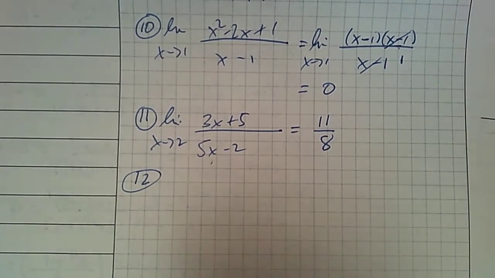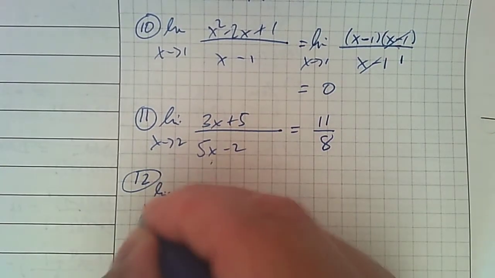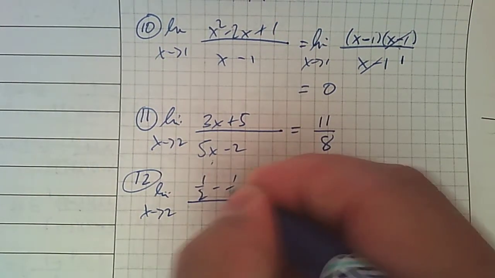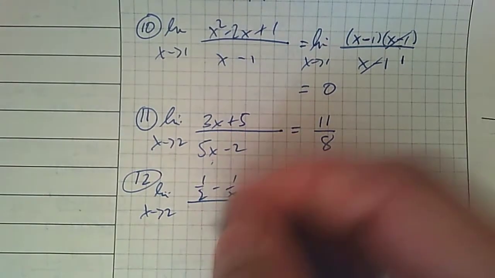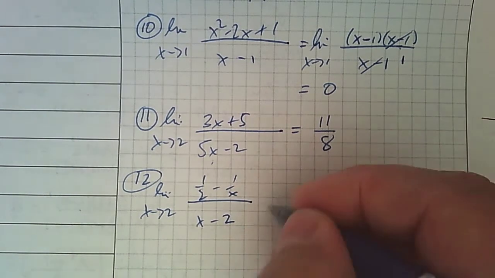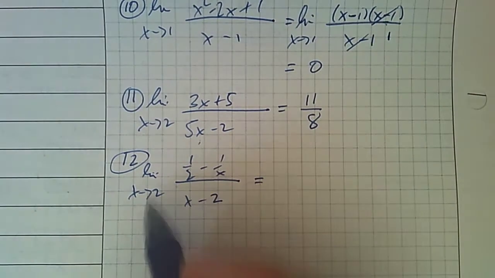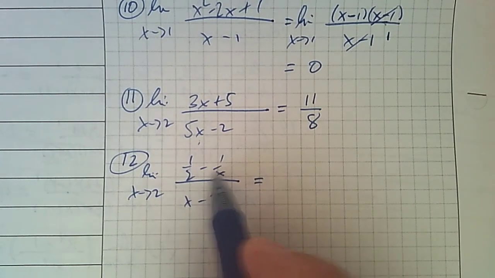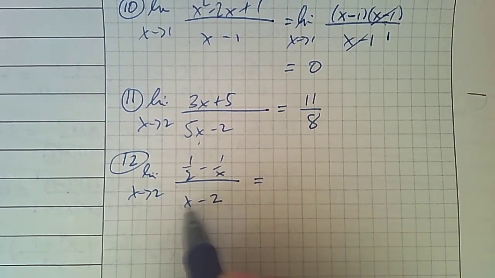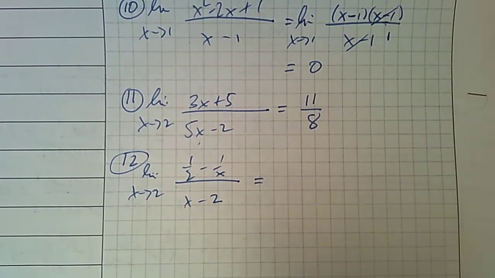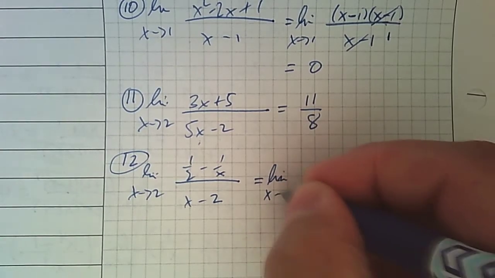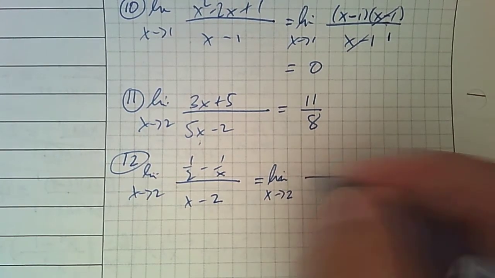Number 12, the limit as x approaches 2 of 1/2 take away 1 over x, and then x subtract 2. So when I look here, I plug in 2, and I get 1/2 take away 1/2. That's 0, and 2 take away 2 is 0. This is what? Indeterminate. What does that mean? I don't know yet. That's what it means. That means there's another step.